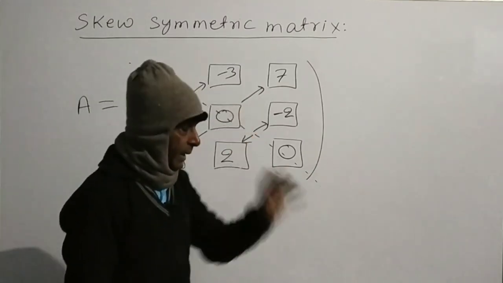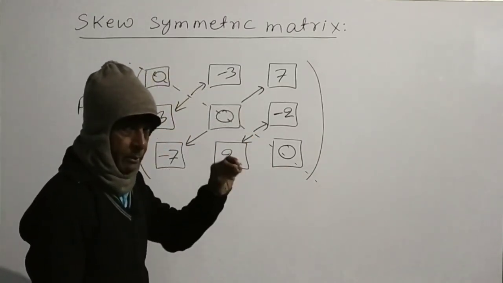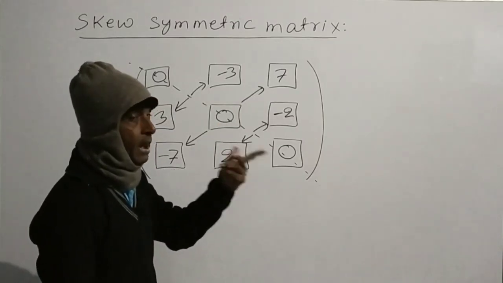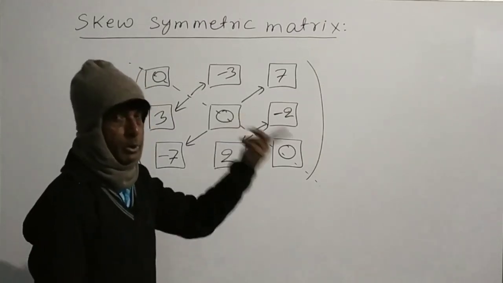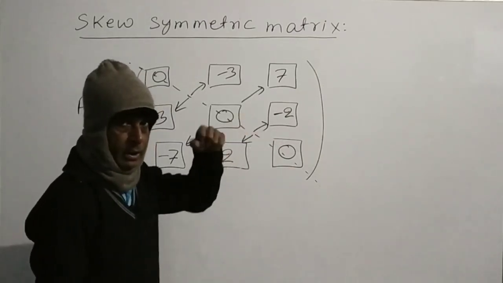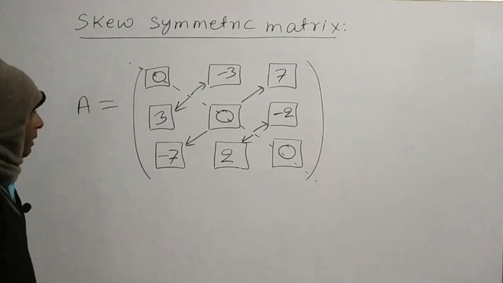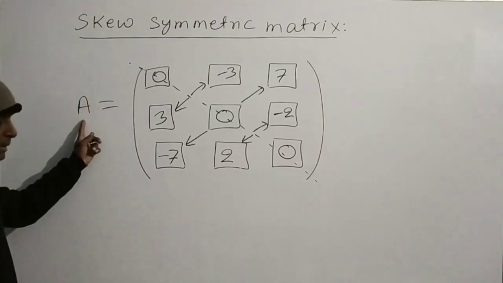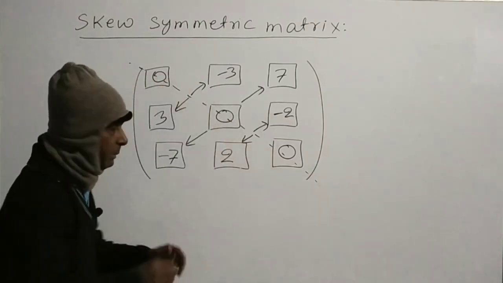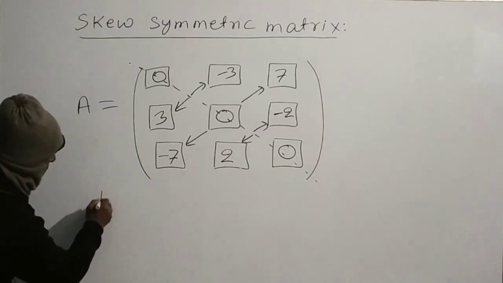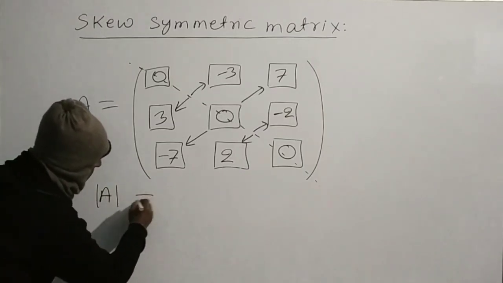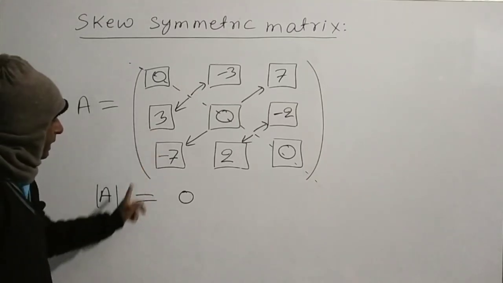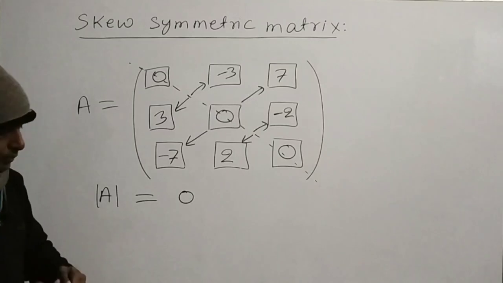The determinant of any skew symmetric matrix of odd order, odd order means 3 times 3 matrix or 5 times 5 matrix or 7 times 7 matrix, is always equal to 0. That means here A is a skew symmetric matrix, therefore the determinant of A will be equal to 0. The determinant of this matrix will be equal to 0.